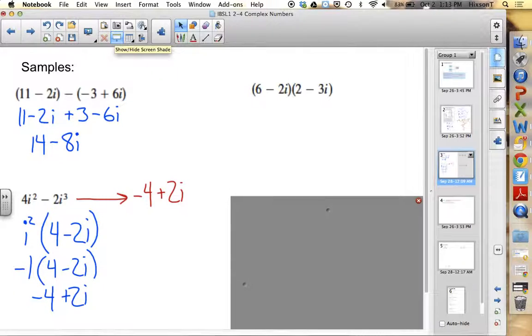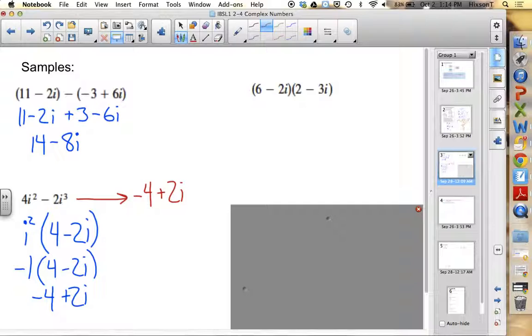Let's try another one here. 6 minus 2i times 2 minus 3i. How do we multiply complex numbers? We FOIL. Again, treat it just like you would a variable until you get to the end. So if I FOILed this, what would I get?